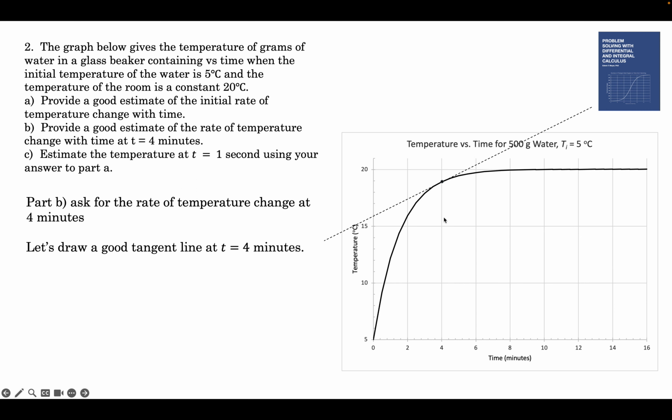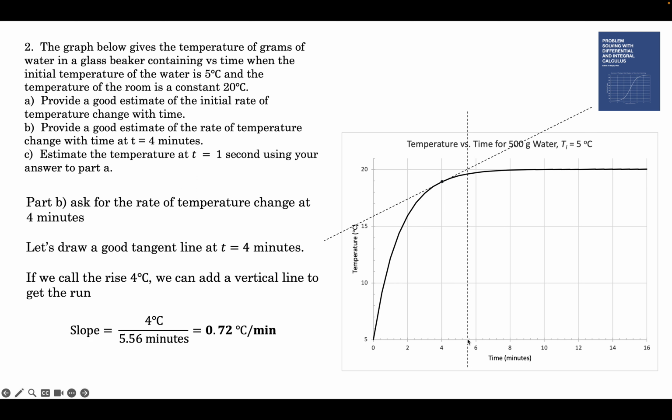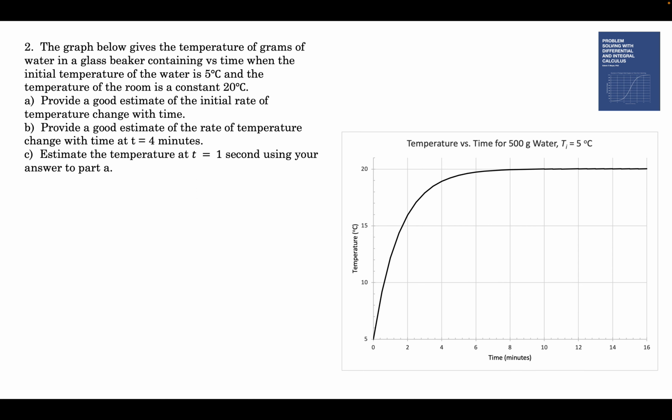The run, we have to get all the way over to here where it crosses 20 degrees. So again, draw a vertical line, 4.4, 4.8, 5.2, 5.6, a little bit less than 5.6. It's an estimate. Again, I called it 5.56 minutes. So the rise goes from 16 to 20. The run goes from 0 to about 5.56 minutes. The heating rate is 0.72 degrees Celsius every minute at 4 minutes. It's different at different times because it's changing. The temperature change is nonlinear.